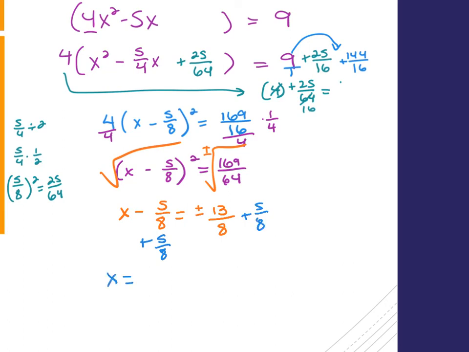But there are two answers here, remember? There's 13 plus 5 over 8, and there's negative 13 plus 5 over 8, which is 18 over 8, or 9/4, and negative 8 over 8, or negative 1. So my answer is negative 1 and 9/4.